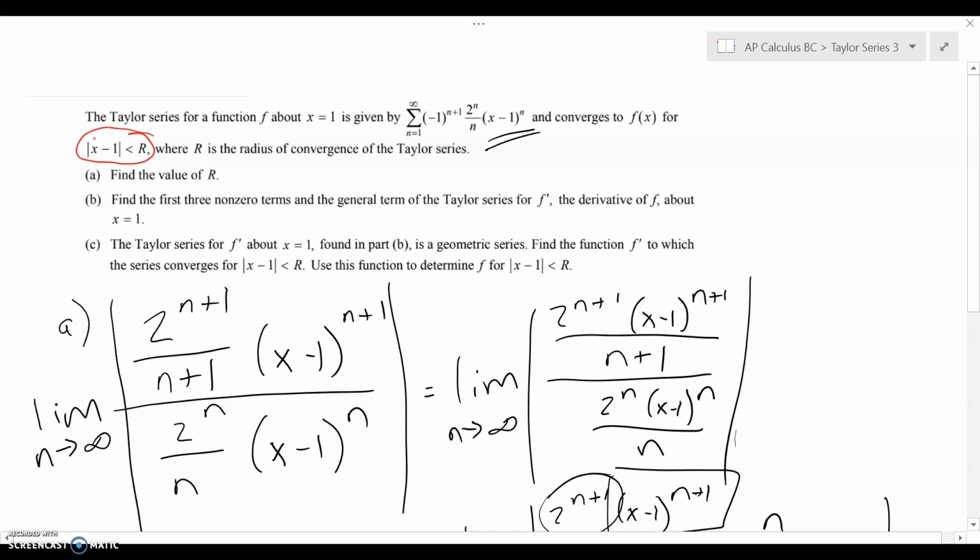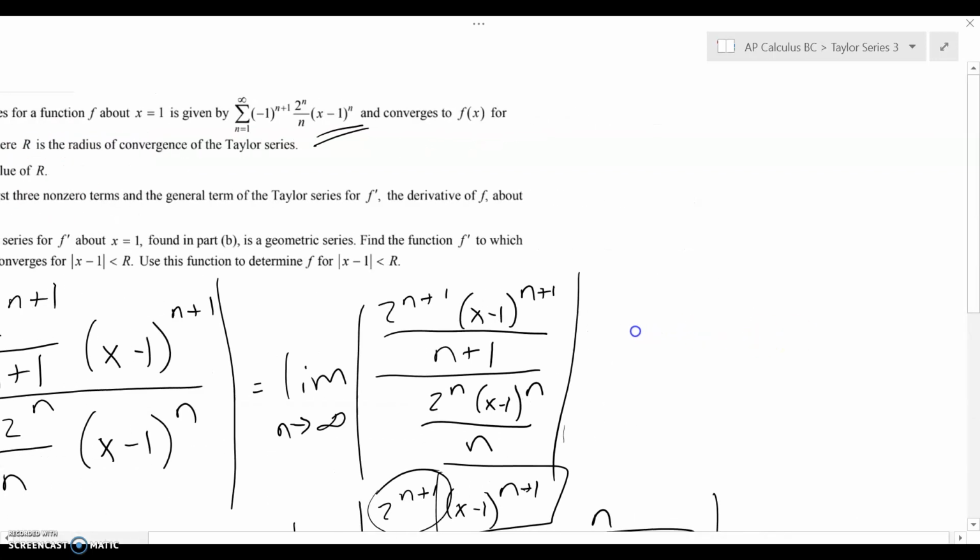So it works from, well, they're not asking for an interval of convergence, but if they were, it'd be half on either side of 1. So it would go down to 0.5 and up to 1.5. So that's part A. Part B, find the first 3 non-zero terms and the general term of the Taylor series for f prime, the derivative of f, about x equals 1.